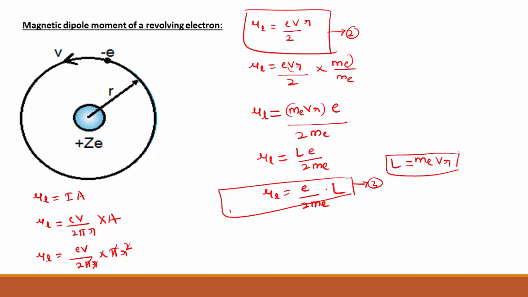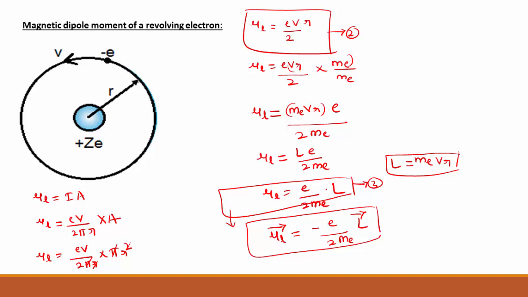In vector form, we can write this equation. The magnetic moment associated with the revolving electron mu l is equal to minus e divided by 2 me into vector L, which is the vector form of the magnetic moment associated with the revolving electron.